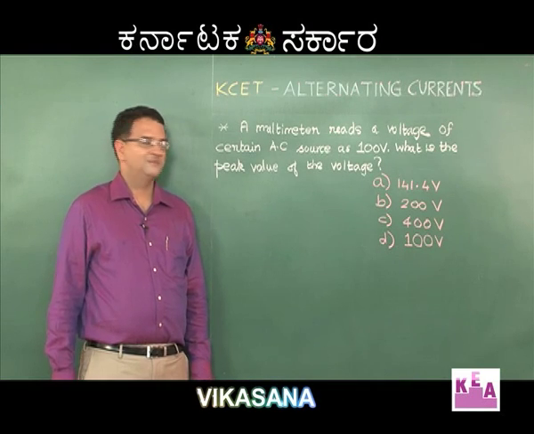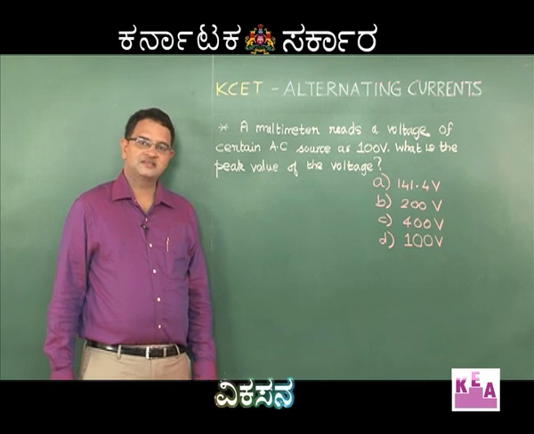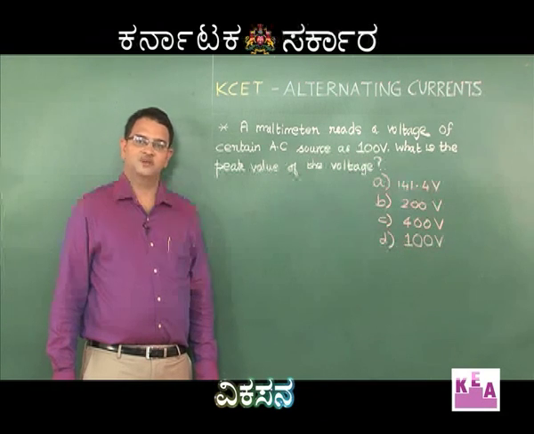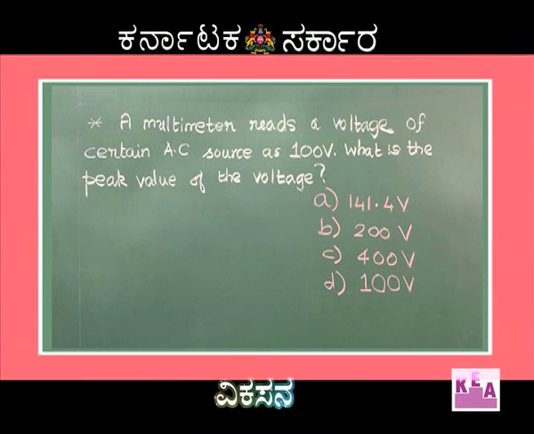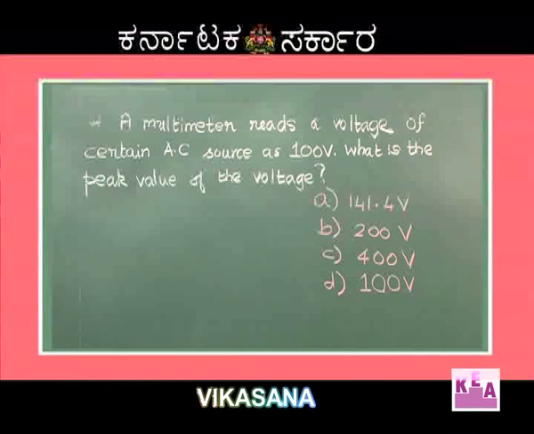Dear student, we are now going to discuss the question which has appeared from alternating currents in the previous CET examination. It's a very simple question based on RMS value and peak value. A multimeter reads a voltage of a certain AC source as 100 volts. What is the peak value of the voltage? Very simple question.